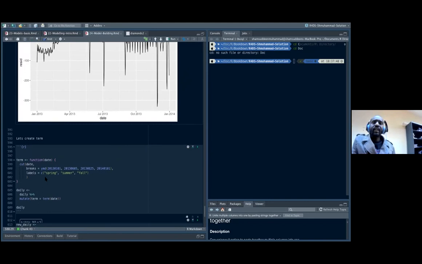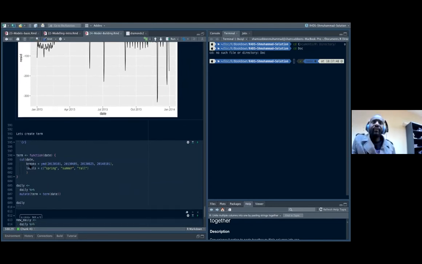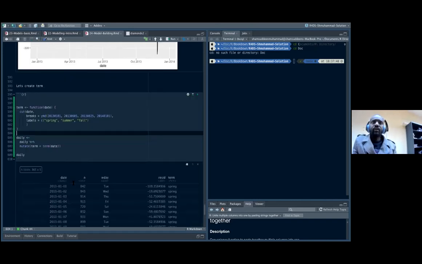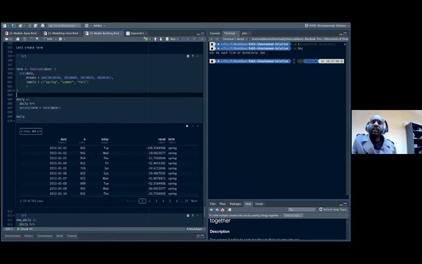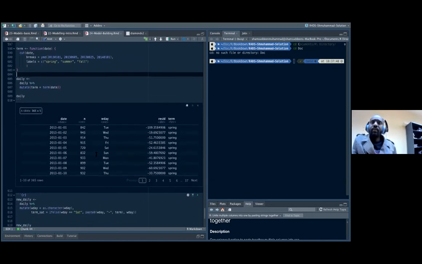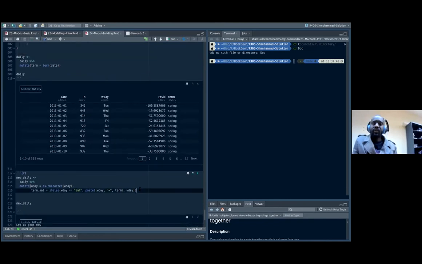here we do something like this. Here we have the date, and here we have the breaks we are talking about, and for those summers and springs, we have the levels here. We have spring, we have summer, we have fall. And when we create this, let's look at how it works. Here you can see we have mutate, we have term, so we have spring now, and we have summer. And we need to create now the way they want us to do. So let's look at it here.